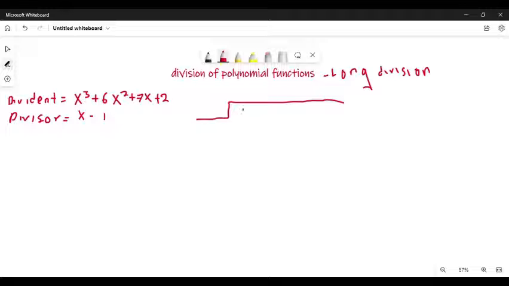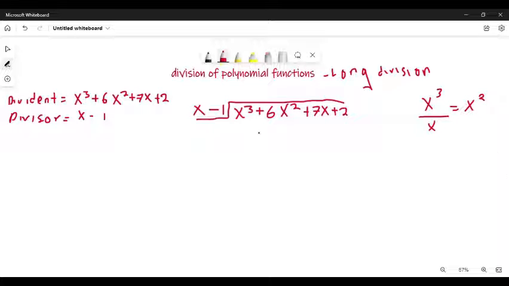Alright, so let us proceed. I write my dividend there: x to the power 3 plus 6x squared plus 7x plus 2. Then the divisor there, which is x minus 1. So in this case, you get the first term of the dividend. You divide it by the first term of the divisor, meaning when you divide this, this will give you x to the power 2. Then x to the power 2, you write it on top.